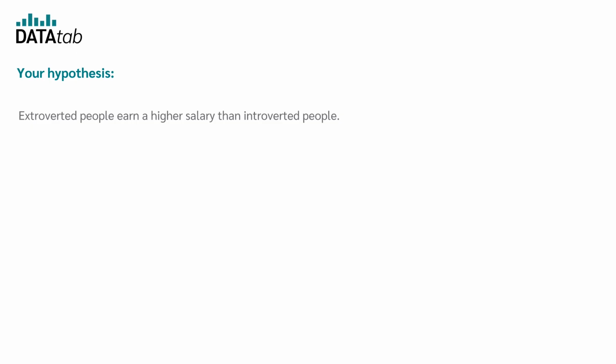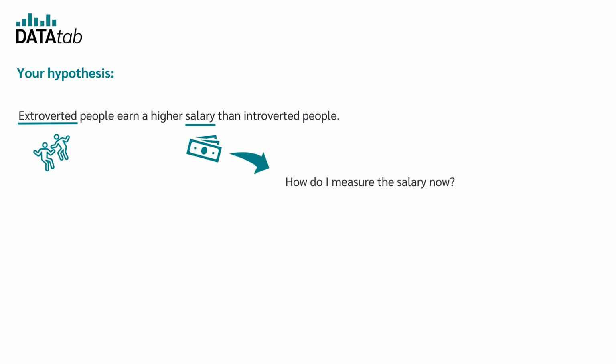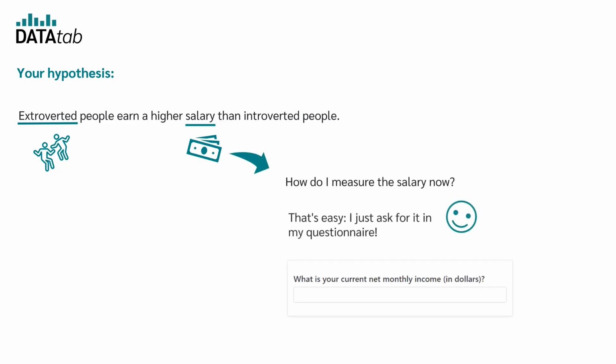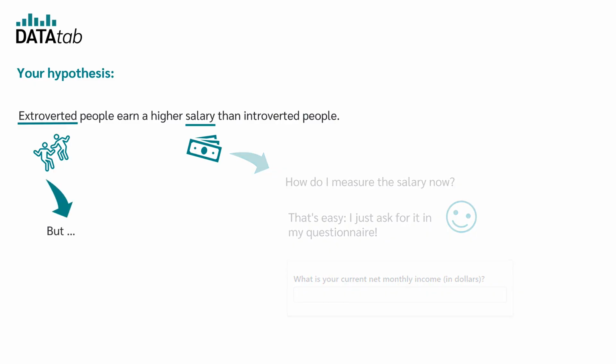Our hypothesis is extroverted people earn a higher salary than introverted people. How do I measure the salary now? That's easy, I just ask for it in my questionnaire. So the question could be, what is your current net monthly income in dollars? But how do I measure people's extroversion?